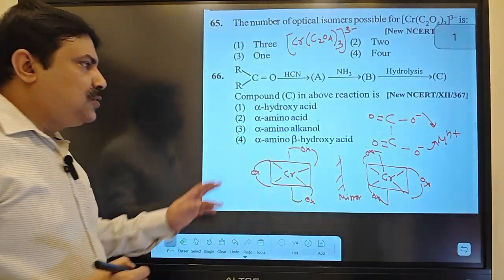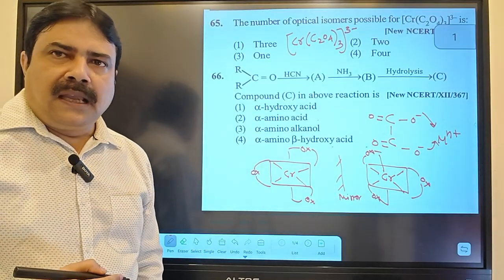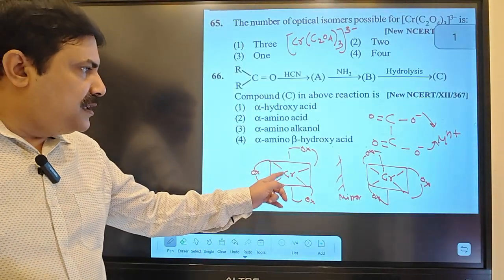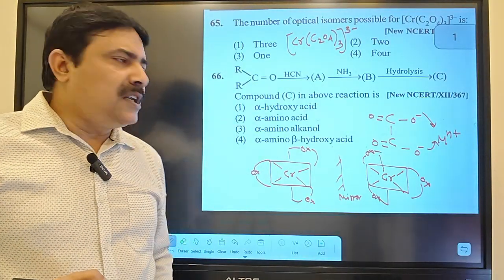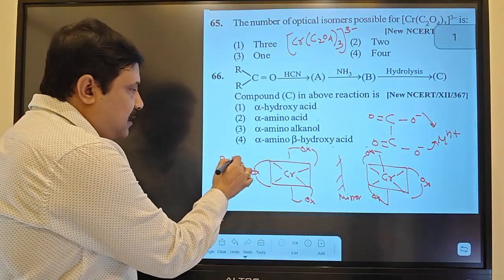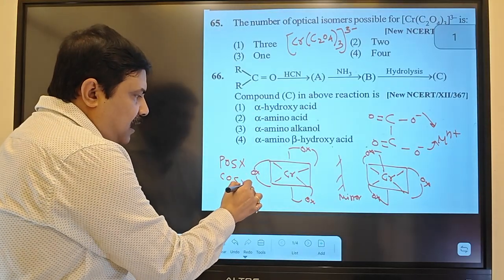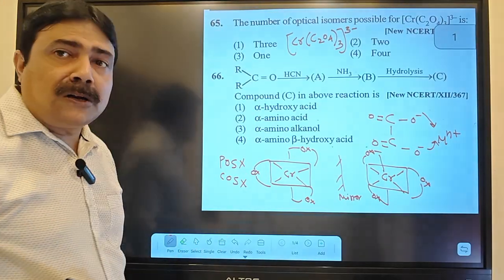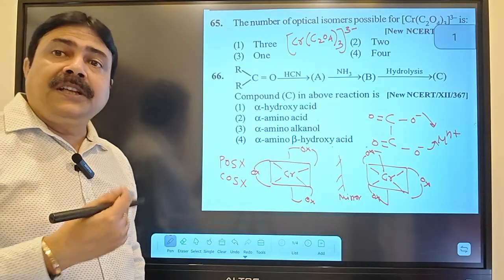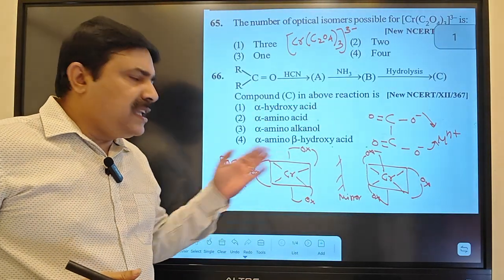Now these two are non-superimposable mirror images of each other, and for either one you cannot find POS and COS. POS and COS mean plane of symmetry and center of symmetry; both are not present. That's why they are optically active. Now you can't make equal halves.